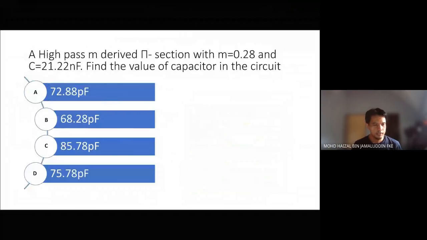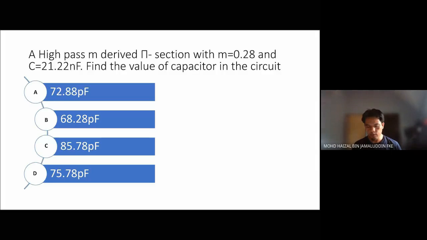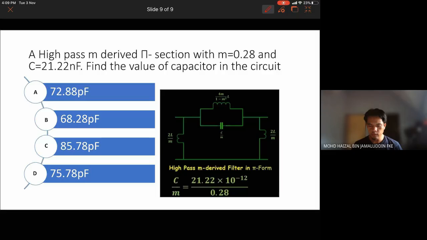Actually, you just change the capacitor in the T section. You separate it into two parts to make this an inductor, while you combine the inductor and capacitor at the top of the circuit. C and m are given, so you just include this formula and you can calculate the value. I'm also not sure, so you can calculate it. I think maybe C or D, so we can discuss it later in the class.